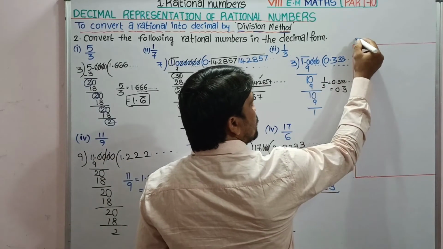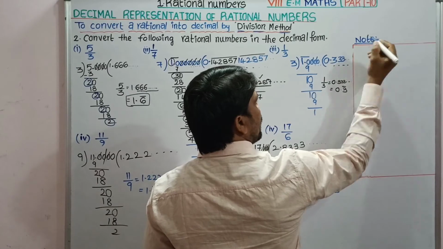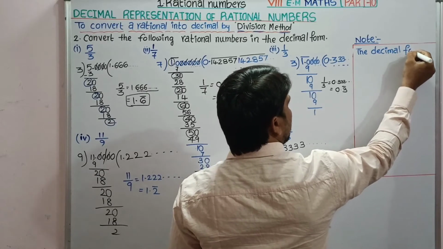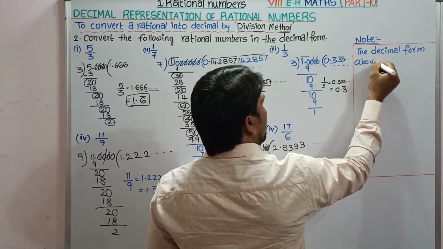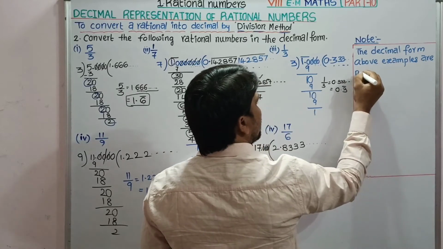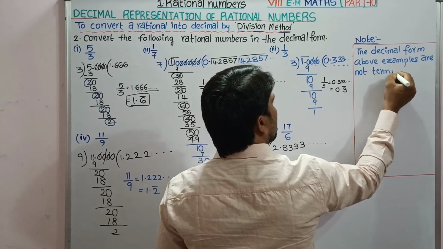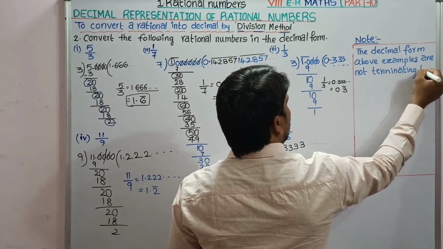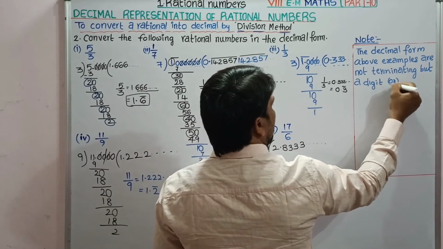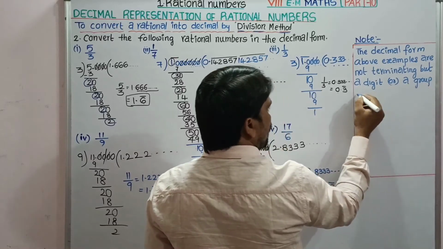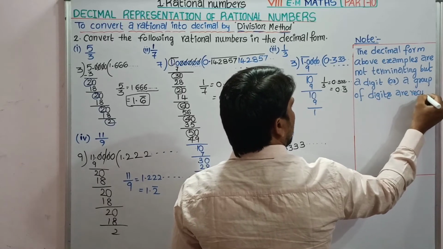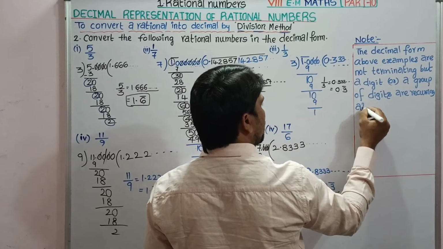Okay, note, we will make a note here. The decimal form of the above examples are not terminating, but a digit or a group of digits are recurring after the decimal place.